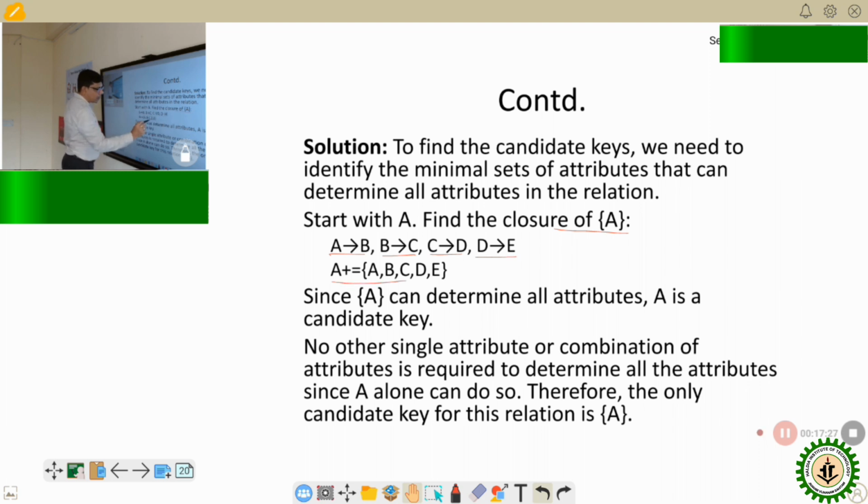Therefore A plus is the closure of all the attributes, so you can say A determines all the attributes. A is a candidate key. No other single attribute or combination of attributes is required to determine all the attributes, since A alone can do so. Therefore, the only candidate key for this relation is A, because all other attributes are functionally dependent on A.